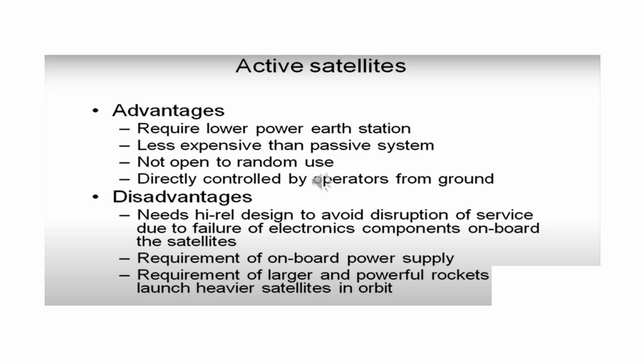Then the second one is the requirement of onboard power supply. There will be huge solar panels required for onboard supply. Then the third one is the requirement of larger and more powerful rockets to launch heavier satellites in orbit. So we need very powerful rockets to launch these satellites into particular orbits. These are the advantages and disadvantages associated with the active satellite.